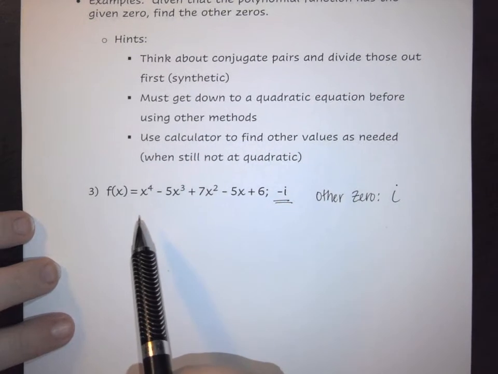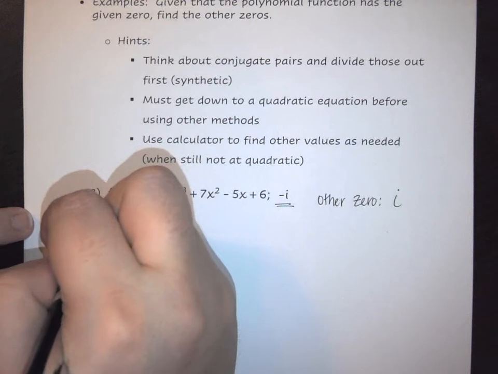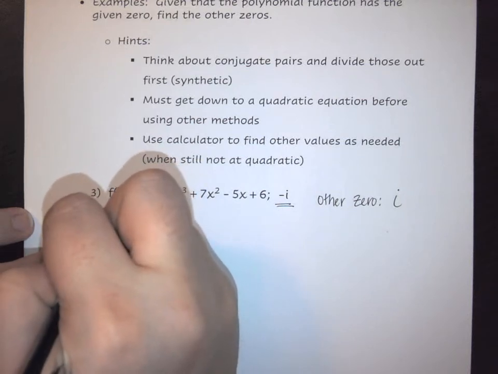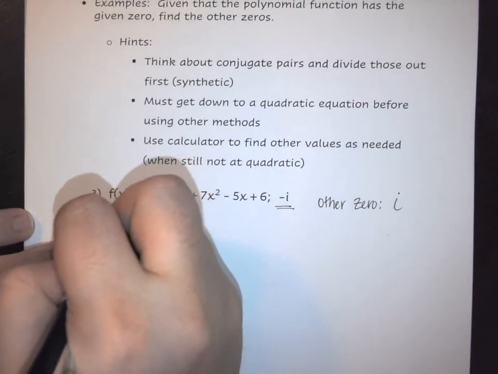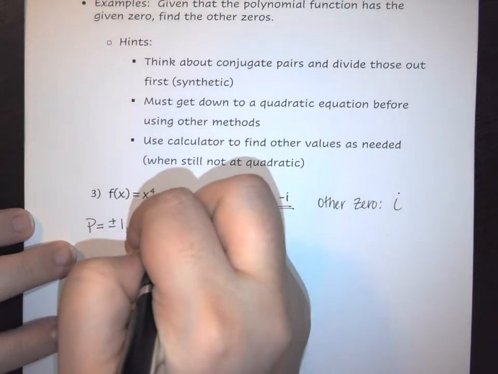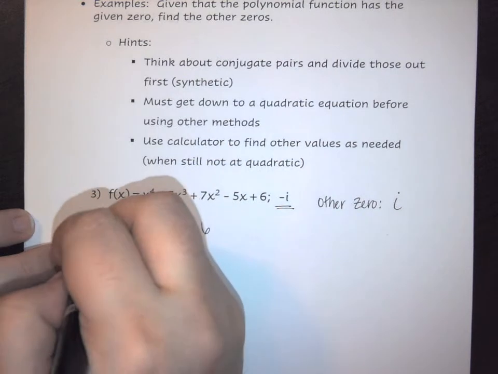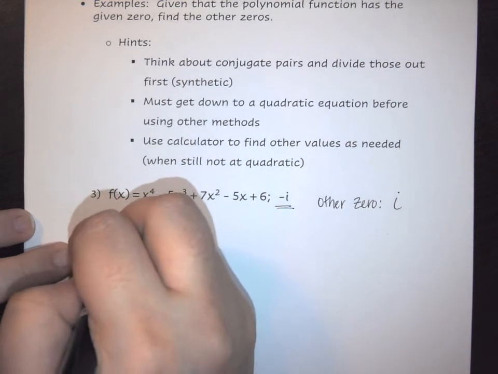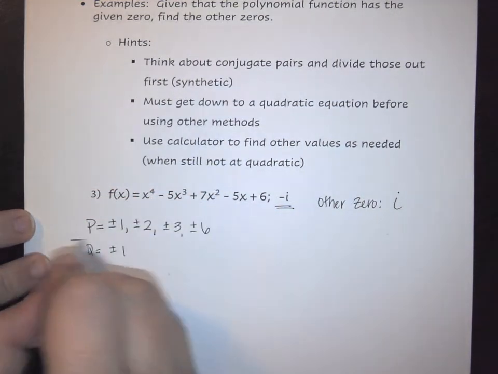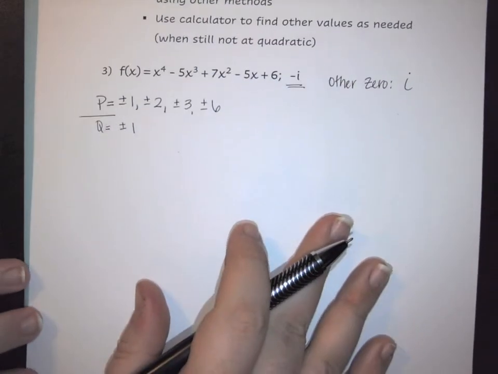So there's a few things that we can do. First, we can list our P's and Q's. So my P's in this case are going to be plus or minus 1, plus or minus 2, plus or minus 3, plus or minus 6. And my Q is plus or minus 1. So if we look at P over Q, that's what we have.